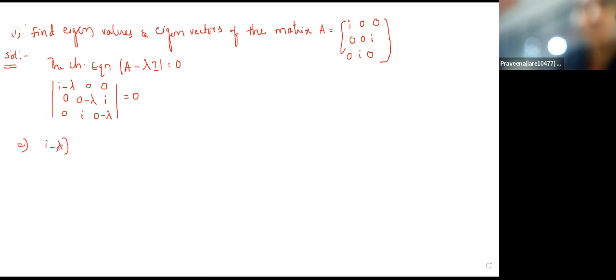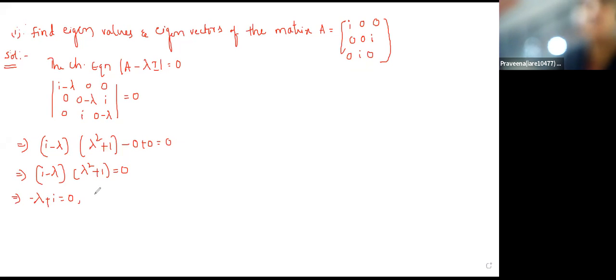For that, I minus lambda into minus lambda into minus lambda, that is lambda square, minus I into I, that is I square value minus 1, already there is a minus, so that is lambda square plus 1, and the remaining are all zeros. Okay, for that, I minus lambda and lambda square plus 1 is equal to 0. Equating with zero, that is lambda minus I is equal to 0, and lambda square plus 1 is 0.